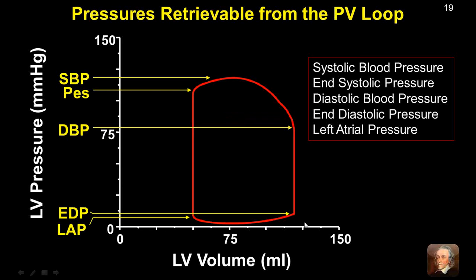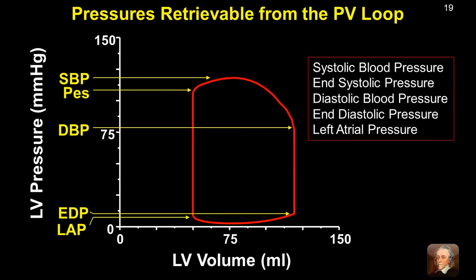In terms of pressures, there are at least these 5 pressures that you can pick off of the loop. The starting pressure is called the end diastolic pressure. That's the pressure that exists in the ventricle at the start of ejection. And the right upper corner of the loop is where the aortic valve opens. The peak pressure of the loop is also the same as the peak pressure in the aorta.